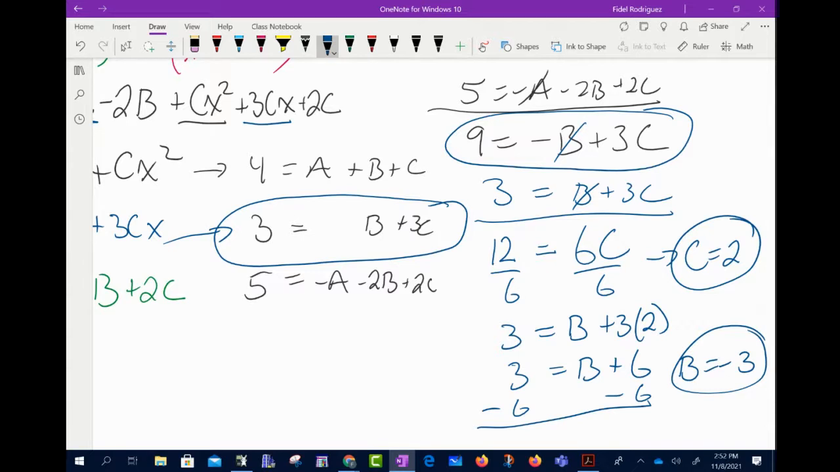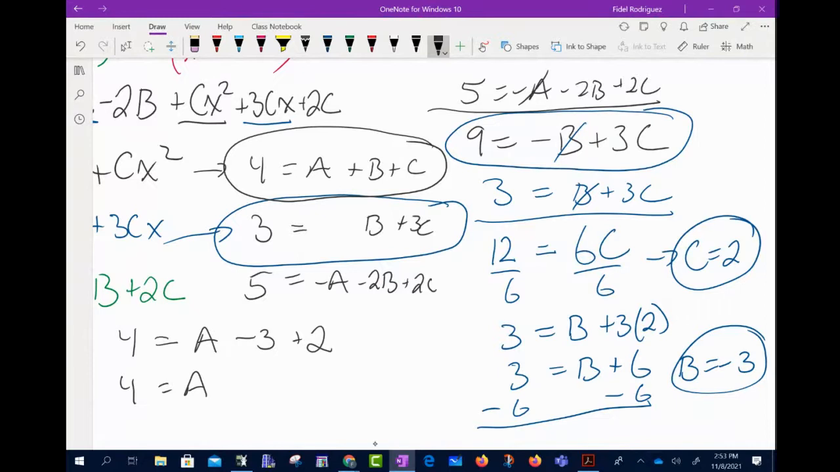All right, so let me ask you a question. If we already found the value for B and we already found the value of C, could we find the value of A? Could we come back to, say, the top equation? And we could say something like 4 equals A minus 3, because B is a negative 3, plus 2, because C is a positive 2. And 4 equals negative 3 plus 2, which is a minus 1. So if we add 1 to both sides, wouldn't we come up with A equals 5?